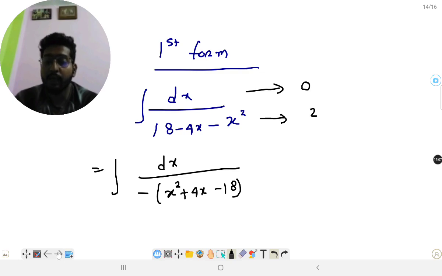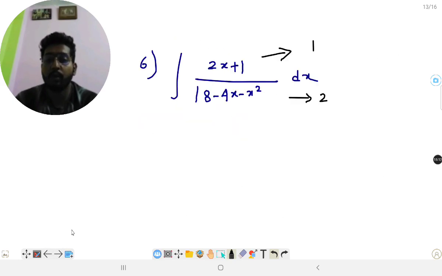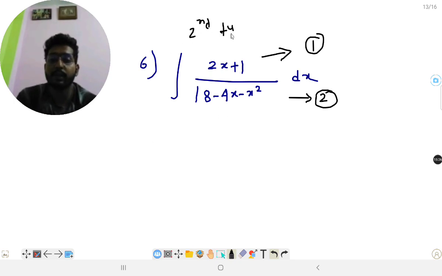Okay, now next one is the next problem, this question number, this one. Now here you can see the power is 1 and here the power is 2. So here how to do this one? Whenever the numerator power is 1 and the denominator power is 2, this is called the second type. Okay, so this is a second type problem. Now how to solve a second type problem?